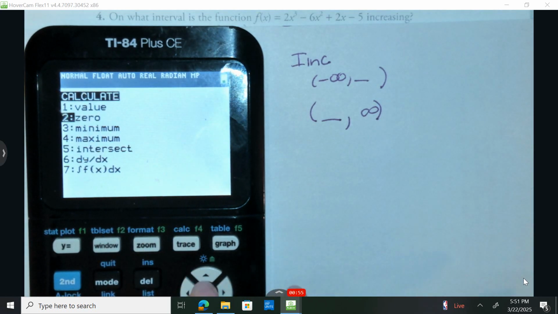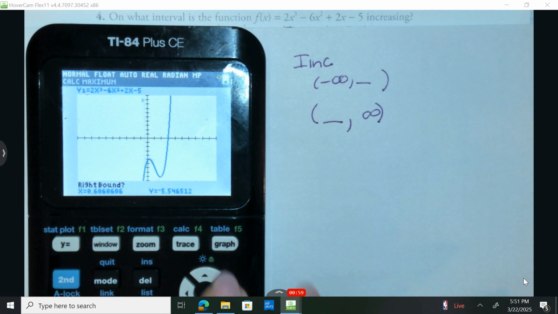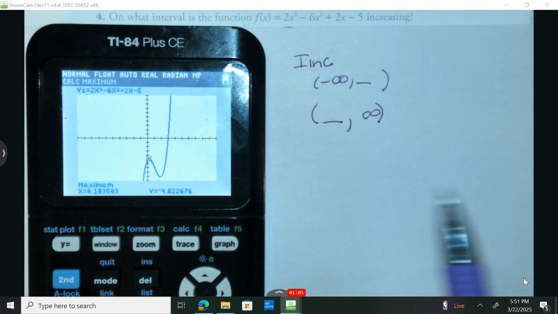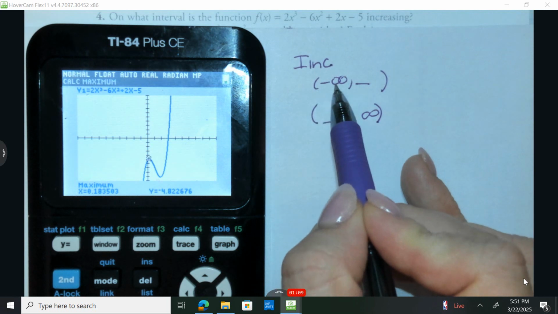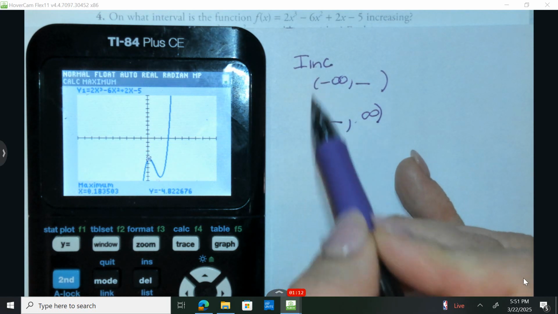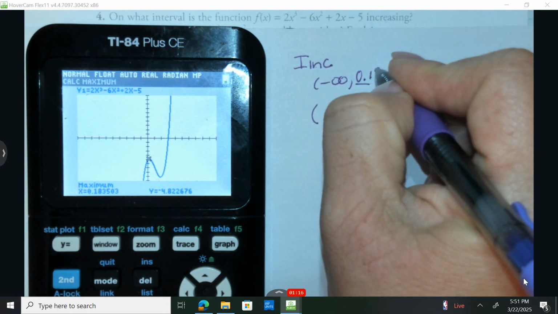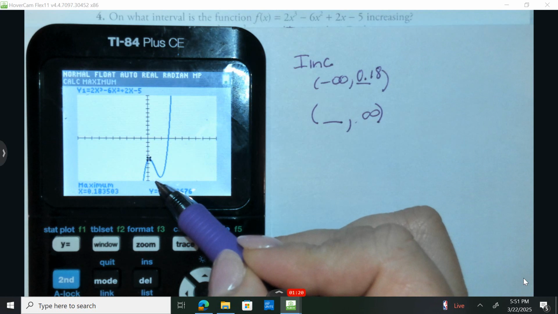Second trace, going to maximum, and I'm going to go slightly to the left of the highest point, slightly to the right, and we're going to round to the nearest hundredth. And so here we go. Now, which value do I use? Is it the x or the y? We are describing this in terms of x value. So as I come from the far left, it is increasing all the way to an x value of 0.18. Okay? And then it's decreasing until it gets to this local minimum.